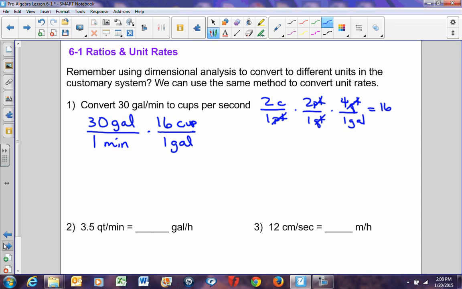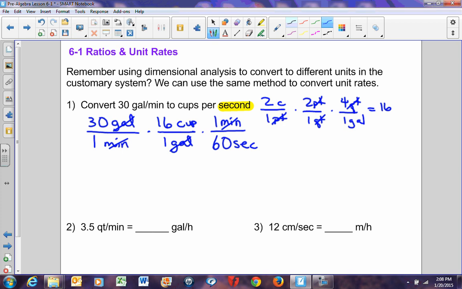And now I have cups per minute, but I need cups per second. So I need to convert to seconds. How many seconds are in a minute? Well, there's 60, so I know that 60 needs to go either on the top or the bottom. I need the minutes to cancel out, just like I have the gallons cancel out here. So I would put 1 minute on the top here and 60 seconds on the bottom here so that my minutes cancel out, and now I have cups per second.